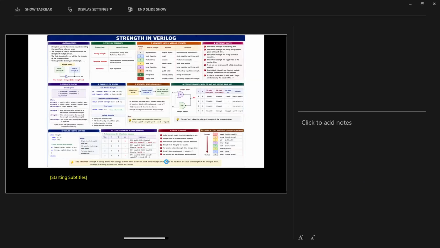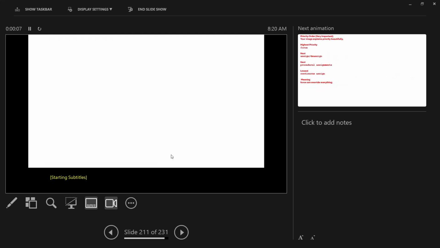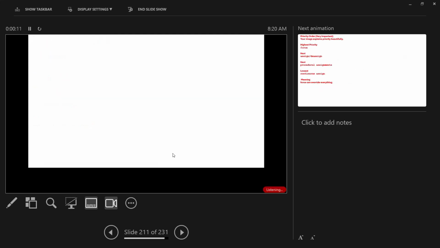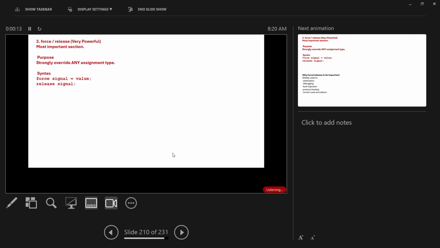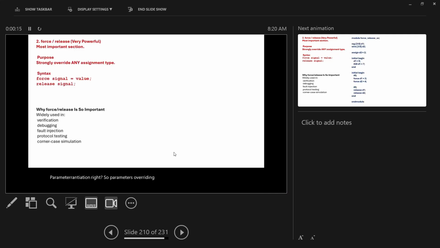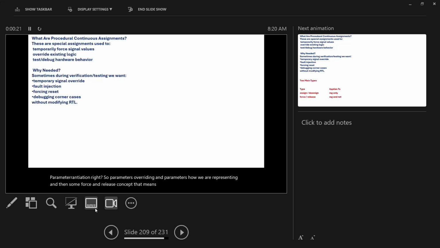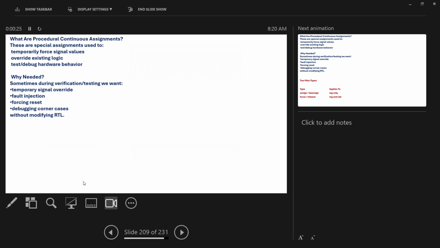In the last class, we discussed parameter instantiation, parameter overriding and how we represent parameters, and then some force and release concepts, meaning procedural and continuous assignments. So this topic we discussed in the last class.